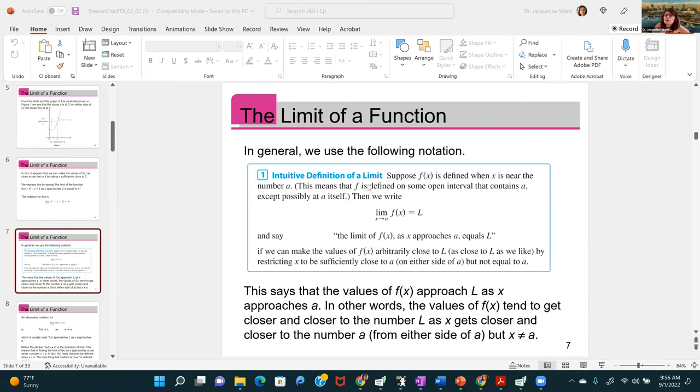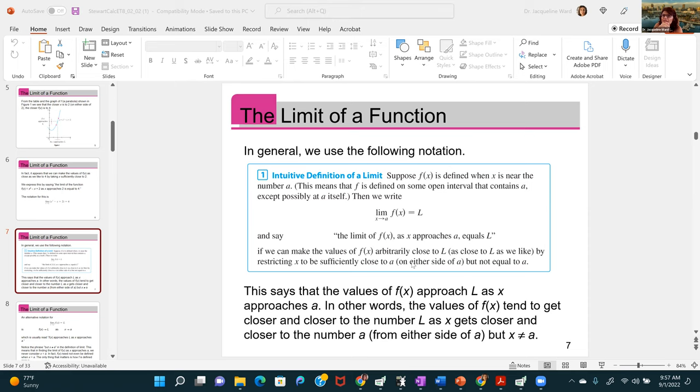So if that is true, then we write the limit as x goes to a of f of x equals L. That's the limit. We call it capital L. So we say the limit of f of x as x goes to a equals L. We can make the values of f of x arbitrarily close to L. That means as close to L as we want. Like we're trying to make a part as close as we want to four. Let's say we want it to be within 1/100th of a millimeter or whatever. So as long as we can get as close as we want by restricting x to be sufficiently close to a on both sides, really, but not equal to a, then that's what it means to be a limit, okay?